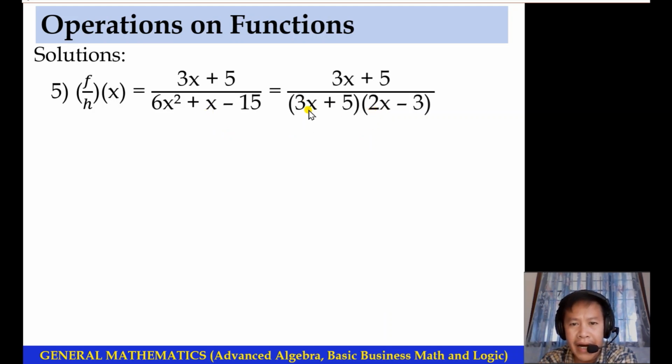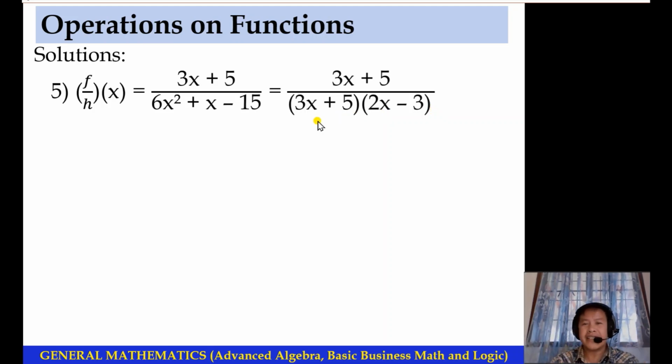So, therefore, we have 3x times 2x is equal to 6x squared. Check. Now, we are going to check the last term if it is correct. 5 times negative 3 is equal to negative 15. Then, we check if the middle term will come out. 5 times 2x is equal to 10x. Then 3x times negative 3 is negative 9x. Since the terms have different signs, you are going to subtract the coefficients. 10 minus 9 is equal to 1. Therefore, the middle term came out. Therefore, these two factors are correct.